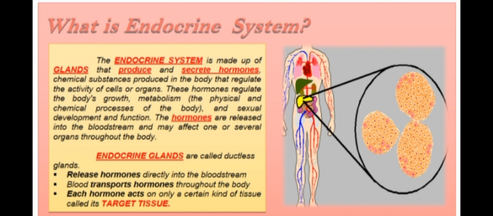Endocrine glands are called ductless glands. They release hormones directly into the bloodstream. Blood transports hormones throughout the body. Each hormone acts on only a certain kind of tissue called its target tissue.